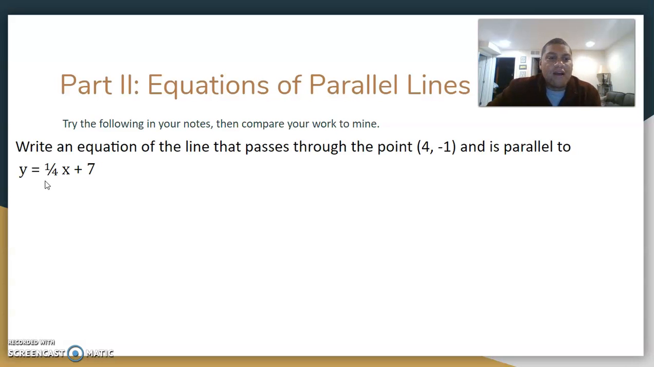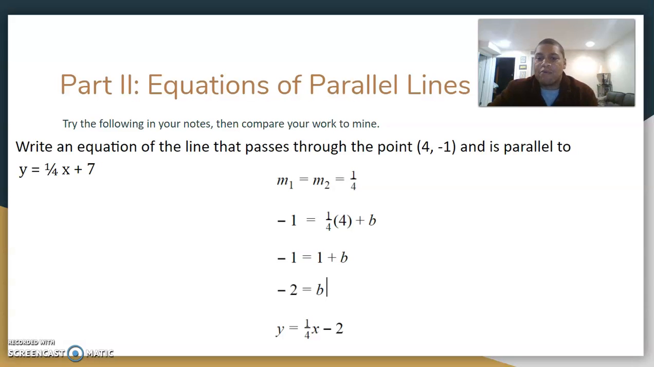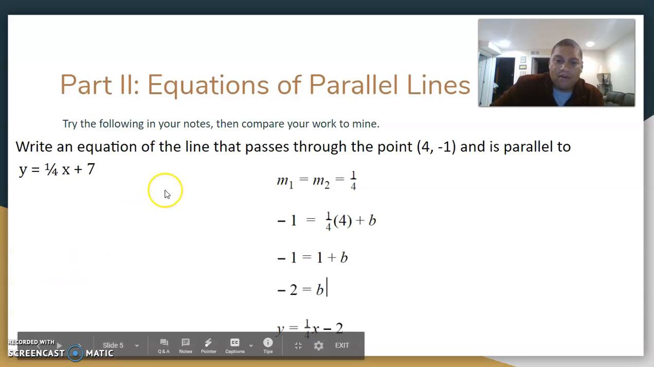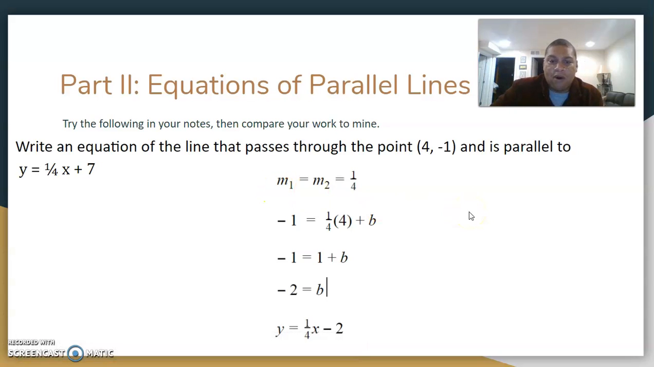All right. After that, you should be good to go. Here's what I came up with. I want you to compare with what you came up with. Okay. First, we identify that m1 is m2 is 1/4, right? We talked about this already. The slope of the original line was 1/4, so the slope of our new line is going to be 1/4.